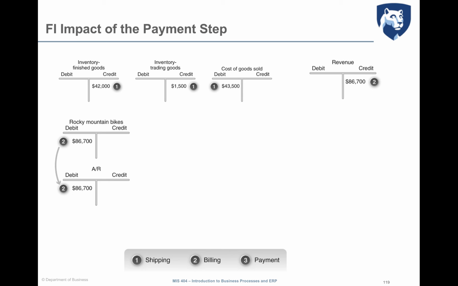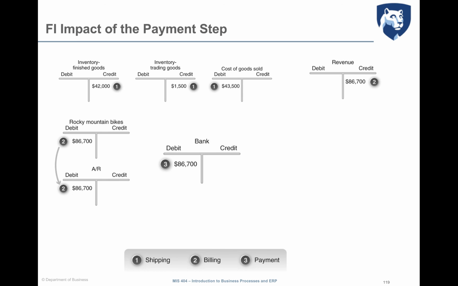This is the financial impact of the payment. So when a customer payment is recorded, relevant general ledger accounts are updated and corresponding financial documents created. Remember that in the example, we have sent a payment for the first invoice in the amount of $86,700, and this is how the reception of the payment impacts the general ledger account.